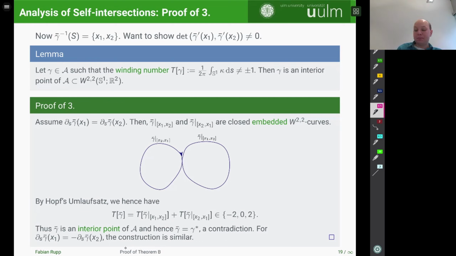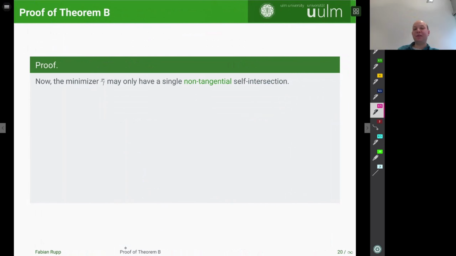Okay, so this is almost it for the proof of theorem B. Now we can put everything together. So now we know that the minimizer gamma bar can only have one single self-intersection, and this self-intersection must be non-tangential, right? Because everything else will lead to a contradiction, basically.